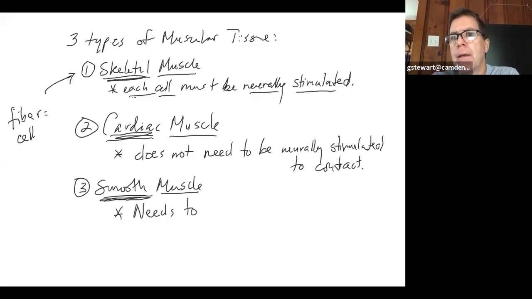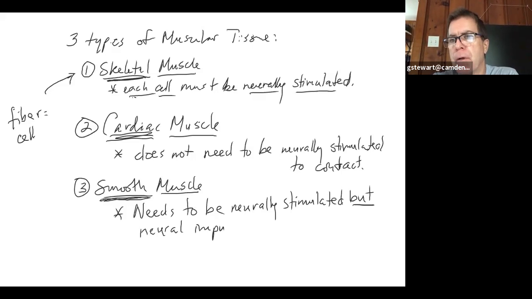And this one needs to be neurally stimulated in order to contract, just like skeletal muscle. But the neural impulse, the electrical impulse, can be transmitted from cell to cell.